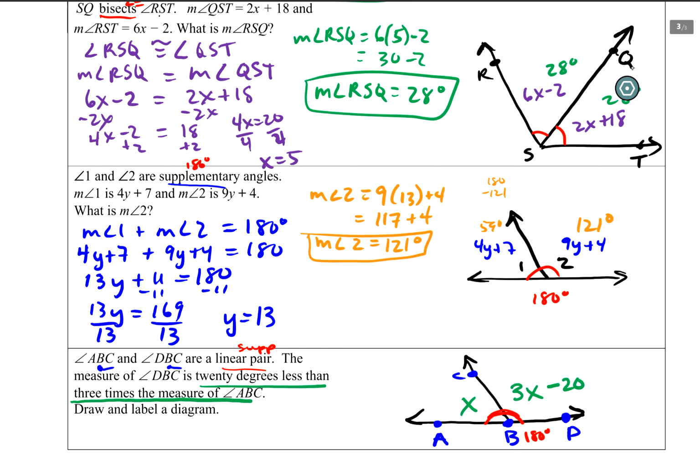All right. All we had to do was draw and label a diagram. Well, I think we did really well.